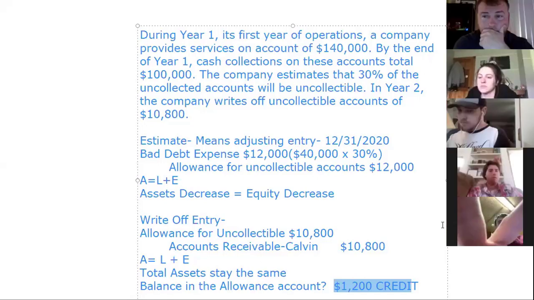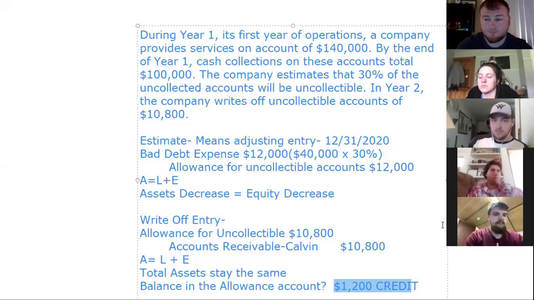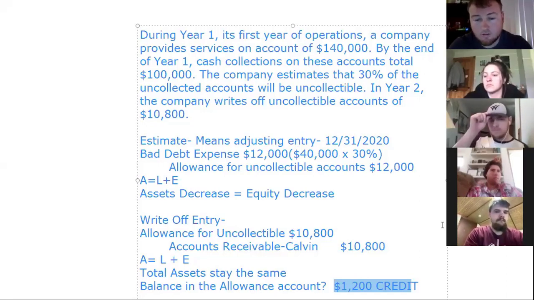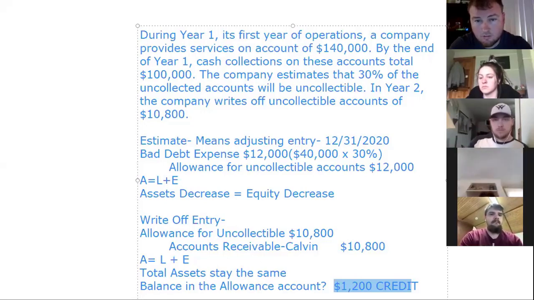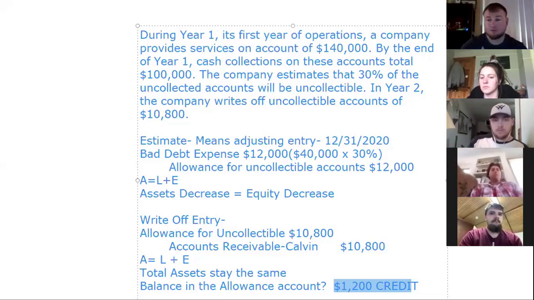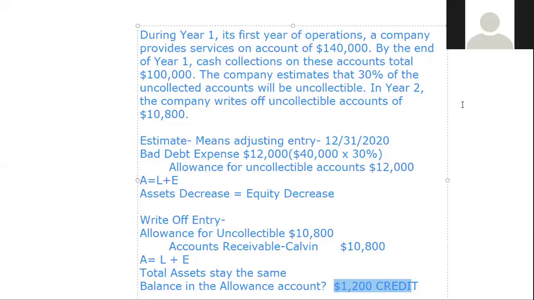You have to add. You have to add, that is correct. What would the debit balance actually be saying? Anybody? No? If I had a debit balance left in that allowance account? It would be saying you didn't put enough in last time.